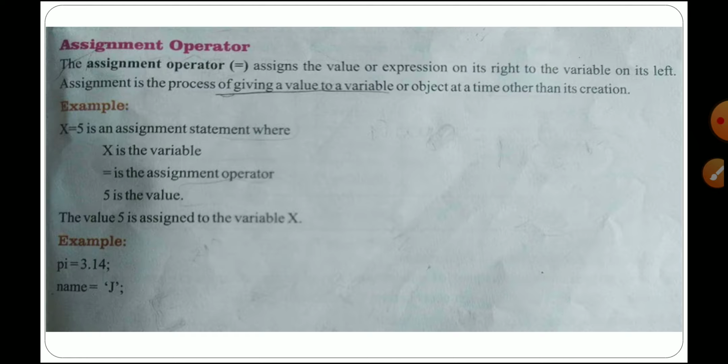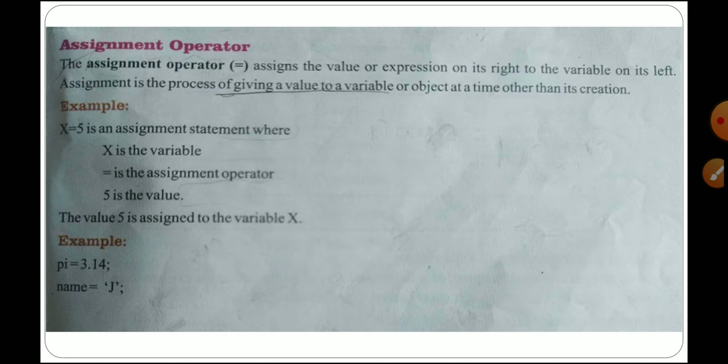Here x is the variable, the variable name is x. The single equal symbol is the assignment operator. 5 is the value. That is why they say the assignment operator is used to assign the value 5 to the variable x.